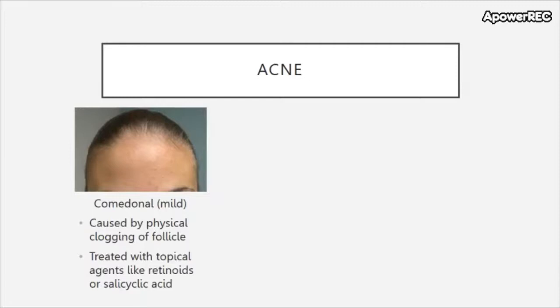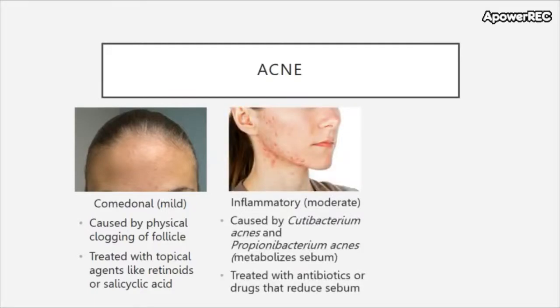Comedonal is a mild form of acne, which is caused by clogging of the follicle, and it's treated typically with topical agents like retinoids and salicylic acid. Inflammatory is a moderate form of acne. It's typically caused by Cutibacterium acnes and Propionibacterium acnes, which can metabolize sebum. Sebum is that oily substance that your skin excretes. And these are treated with antibiotics or drugs that reduce sebum.